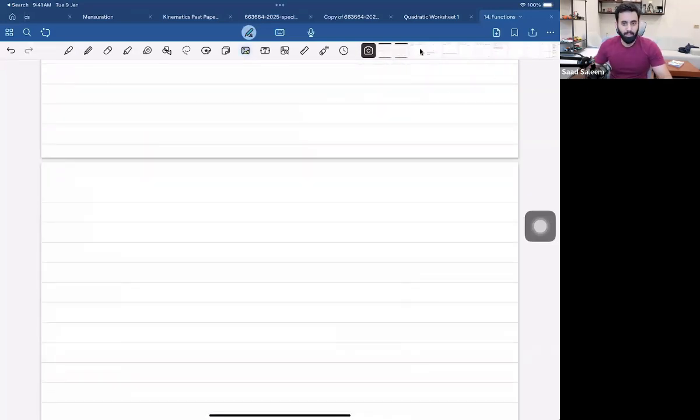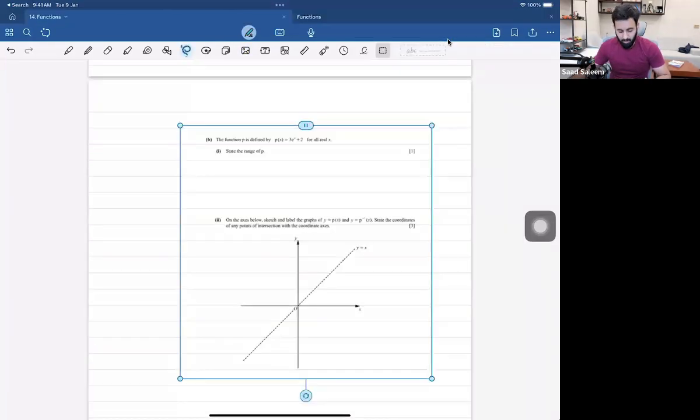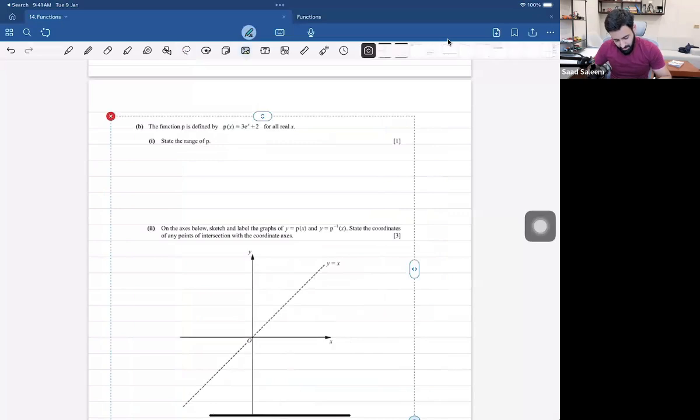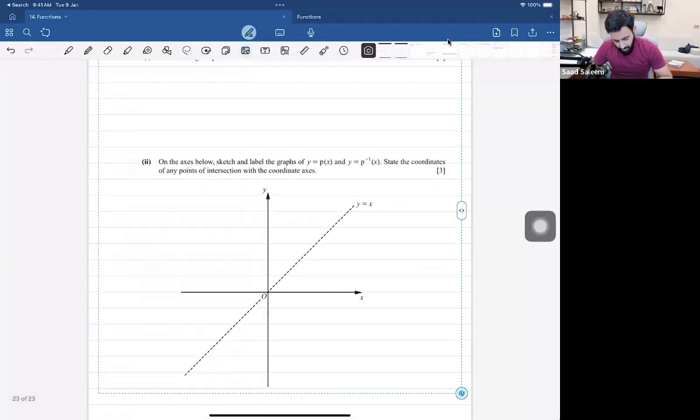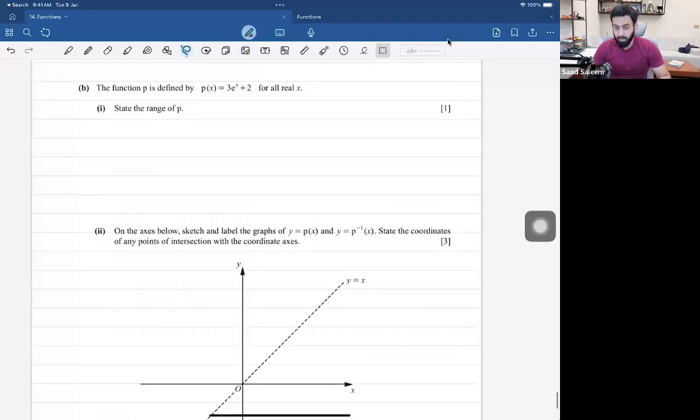Okay, now that this concept is done, what we're going to do is solve some past paper questions. So I've taken out some questions already. Let's solve them one by one. Here is a question. The function p is defined by p of x equals 3e power x plus 2. State the range of p. See if you guys can answer this question.